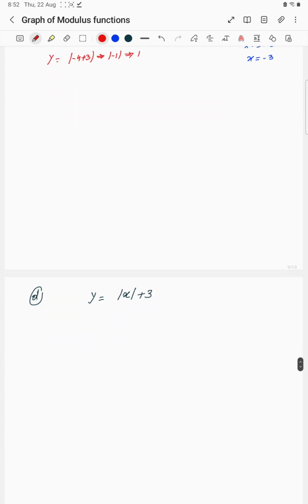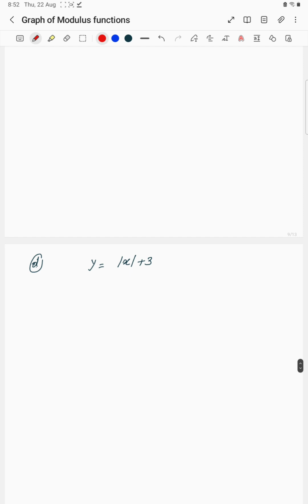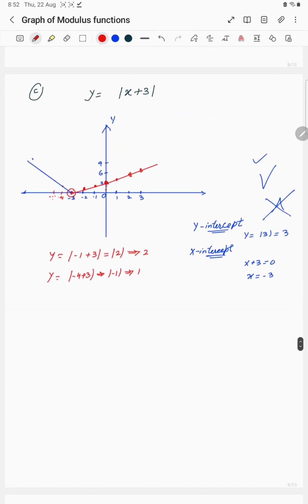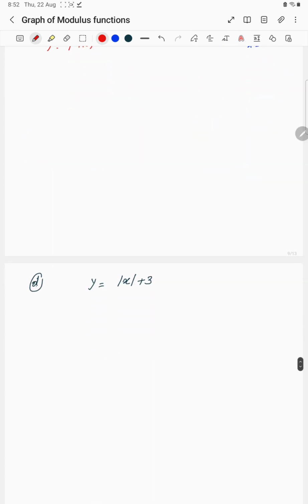Let's take another question. It is the modulus of x plus 3. Now the 3 goes outside the modulus. It means it is translation along the y-axis, the positive y-axis. But if you take the case of transformation, as it is plus 3 with x within the function, it is translation along the negative x-axis. So here it is translation about the positive y-axis. So you can see the difference of the graph.